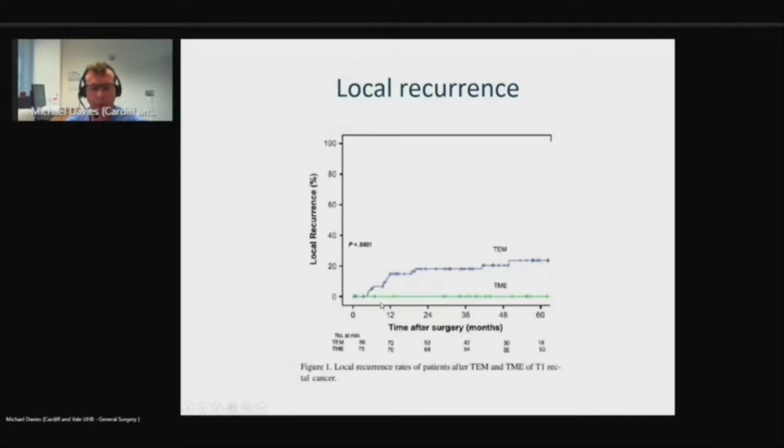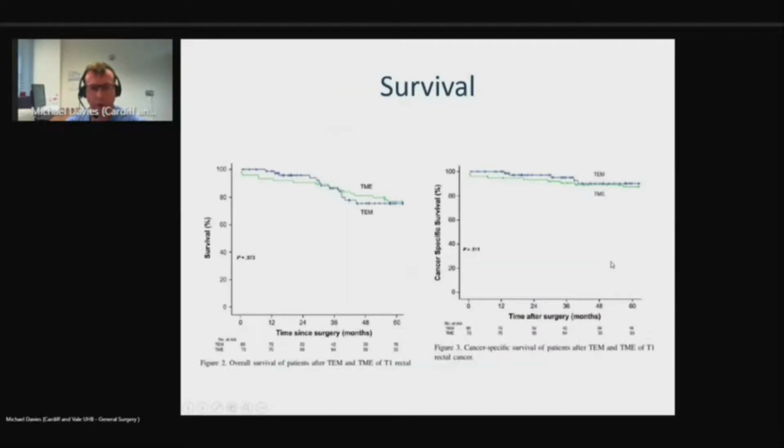What we see is a very low rate of recurrence for resectional surgery. Then we start seeing one of the potential problems with local excision, which is an increasing recurrence rate. What may surprise you to see, however, is survival is no different, particularly the cancer-specific survival.